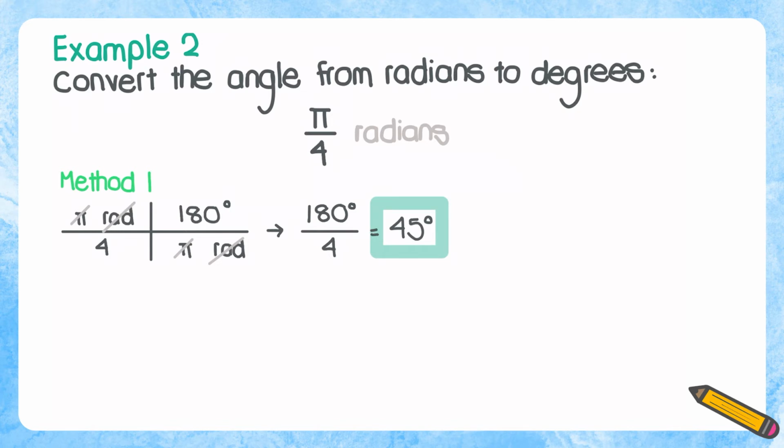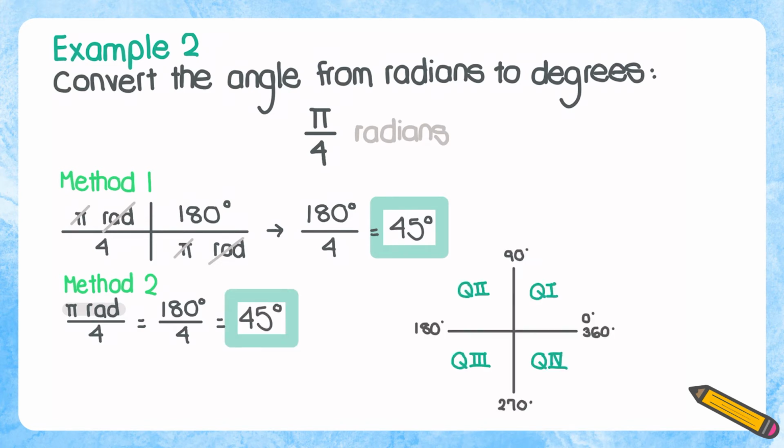Now let's try the same example, but using the other method, method 2. This is where we replace pi radian with 180 degrees. So we have pi radians over 4. And we know that pi radians converts to 180 degrees. So let's just replace it. We have 180 degrees divided by 4, which equals 45 degrees. So pi over 4 radians is the same thing as 45 degrees. And notice how the angle lies in quadrant 1.